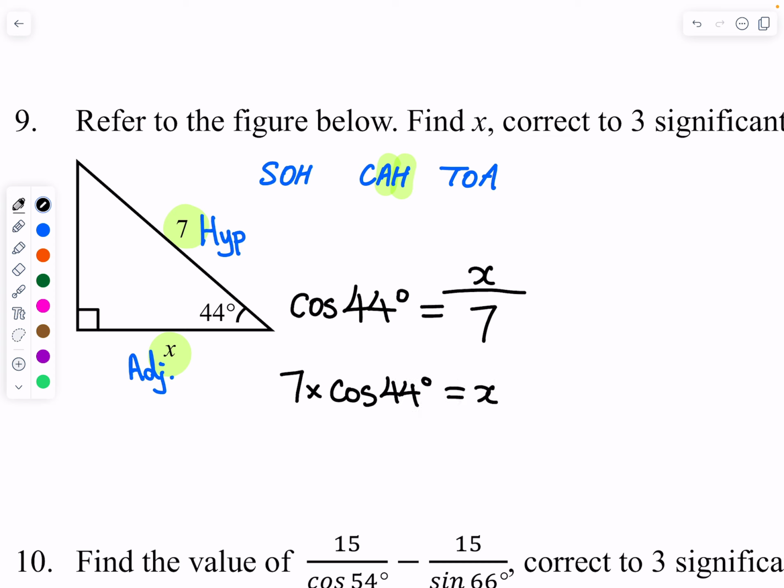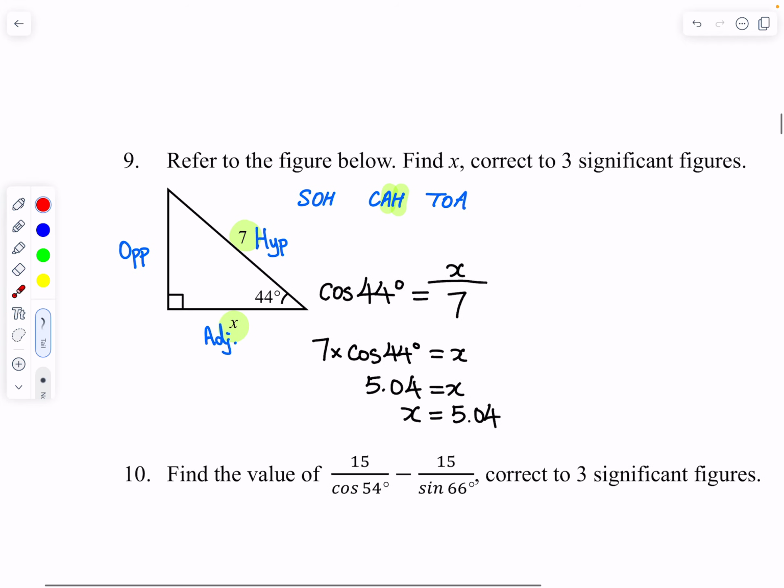Okay, अब x ढूंढना है. 7 times cosine 44. Click calculator. You should be able to get 5.04. And of course, make it a habit कि x को put it on the left side. So 5.04. Cool? Because you need 3 sig fig.